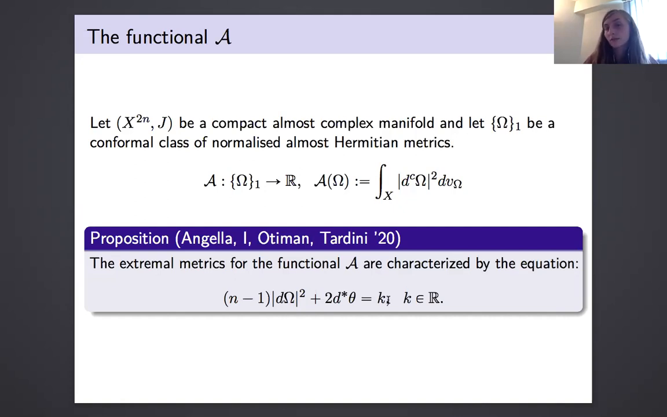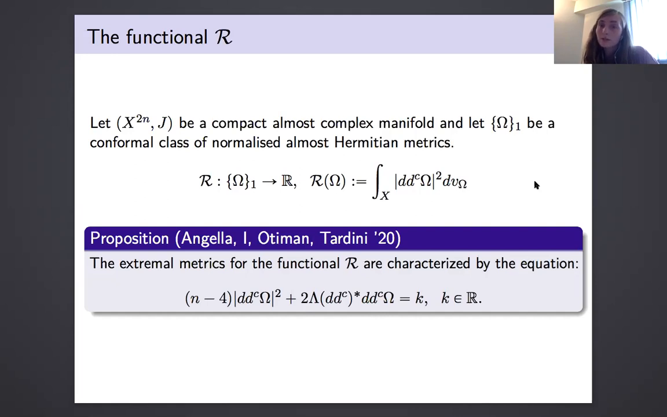And this is the Euler-Lagrange equation for the extremal metrics of this functional restricted to the normalized conformal class. And of course, you can remark that I already said that Kähler metrics are extremal metrics of this. And the last functional we considered was given by the L2 norm of the DC omega. So, of course, strongly Kähler with torsion metrics are minimizers of this. And we again computed the Euler-Lagrange equation, which is given by this formula.